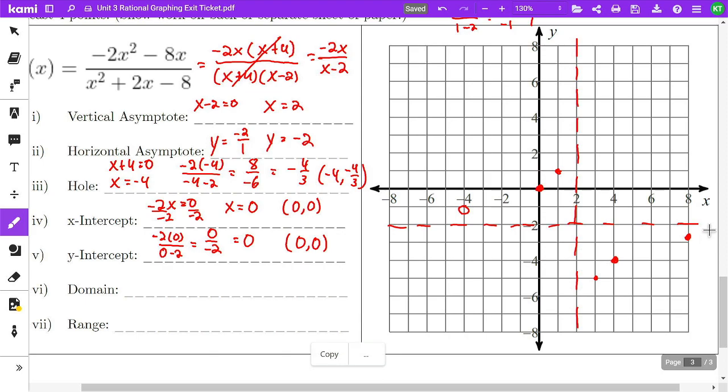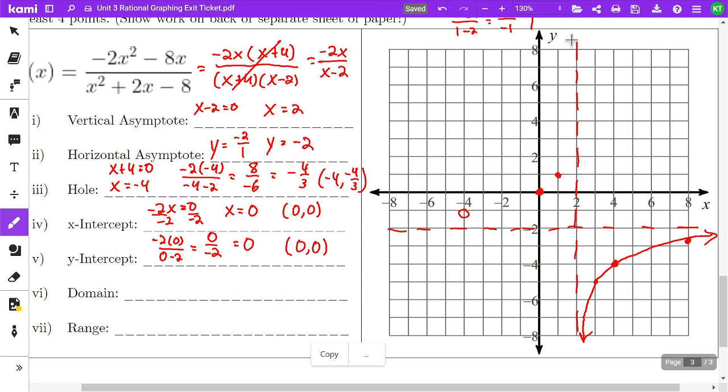Again, my ends will approach my asymptotes but never touch them. So it should look something like that on the bottom right. And on the top left, it should look something like this.